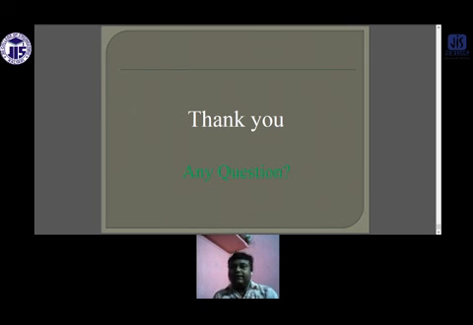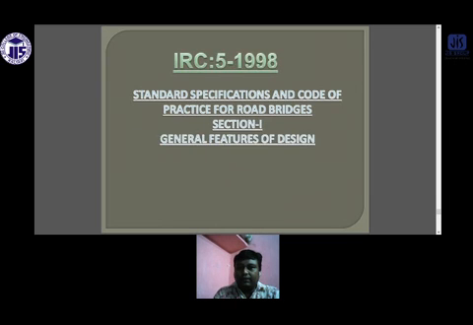Now the question is which type of bridge is suitable for which type of area, and how we design the bridges. For the design of bridges, as we said, there are various types of codes. So I repeat the codes once. These are very important codes. The first code is IRC 5, the standard specification and code of practice for road bridges. It covers the general features of design, meaning what are the general features in the design of bridges, as given in IRC 5.